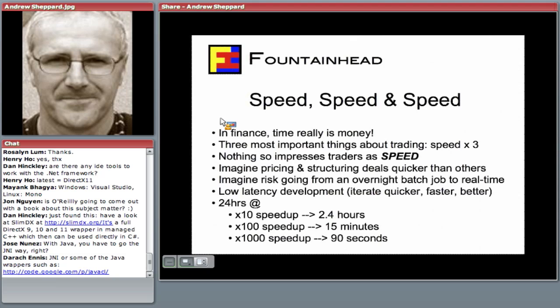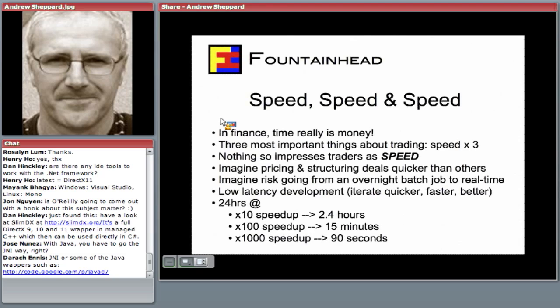Another example is that currently, risk and compliance typically lag behind trading activities, sometimes by a day or two. That's like driving while looking in your rearview mirror. Now, imagine a batch job that typically runs overnight. If you can speed that up by 1,000-fold, it now runs in 45 seconds. You've essentially taken it to near real time.